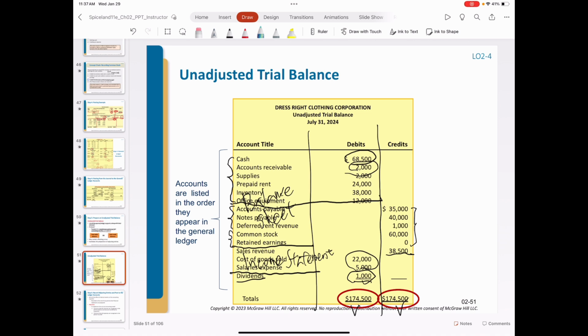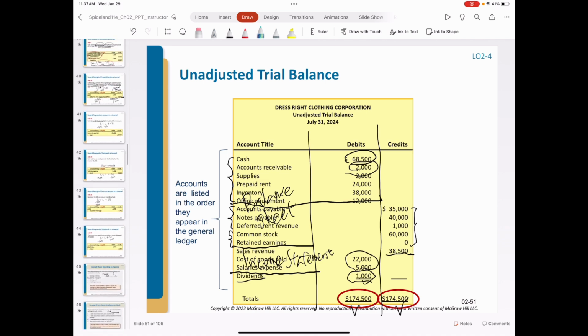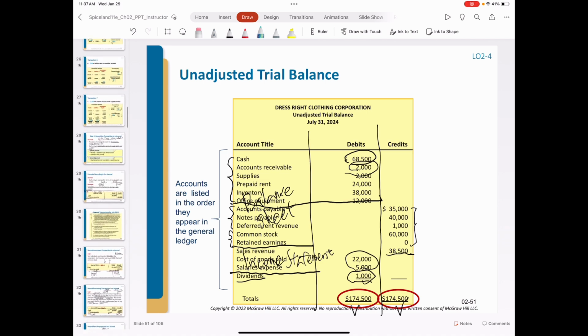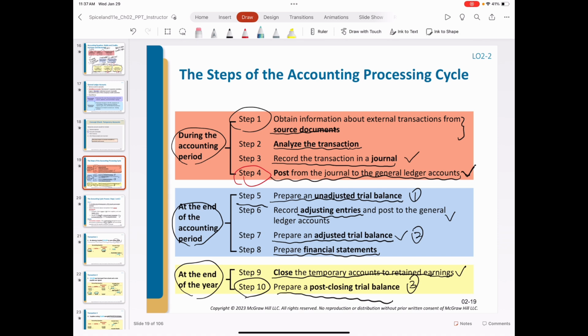Now we have the trial balance, but it is not ready to prepare financial statements. We will move on to the next step. Step 6, adjustments or adjusting journal entries.